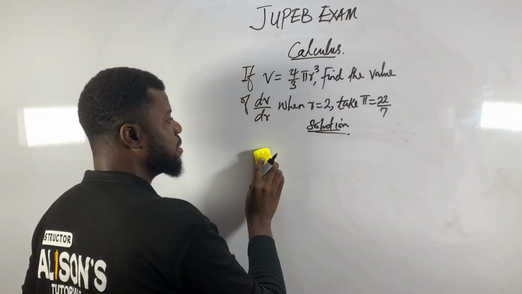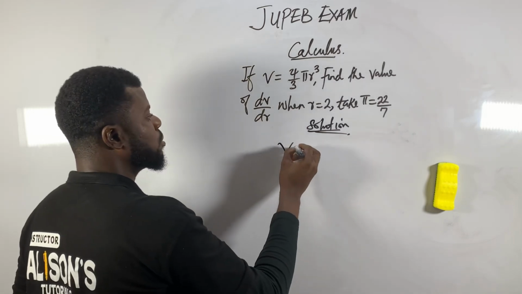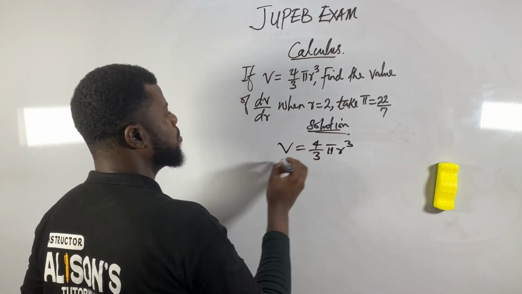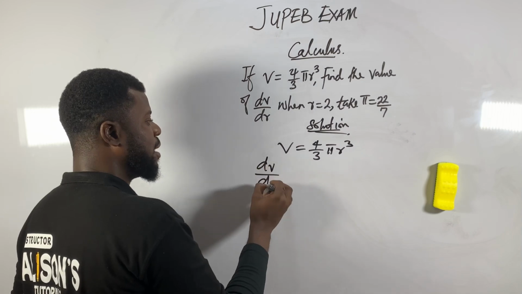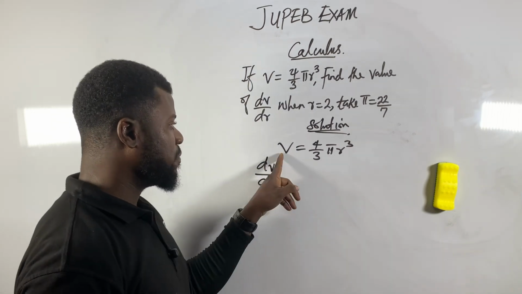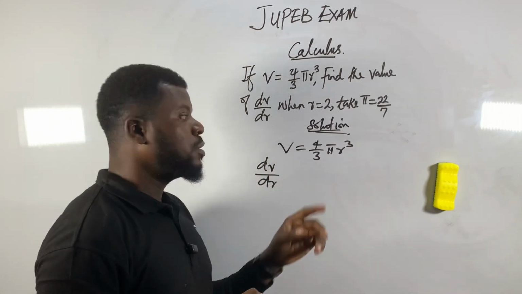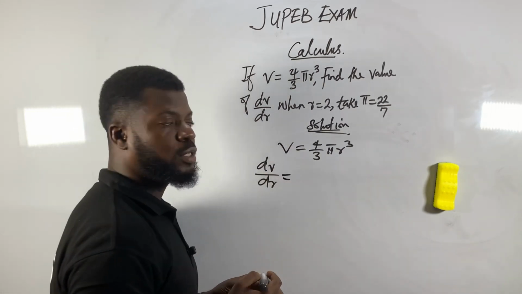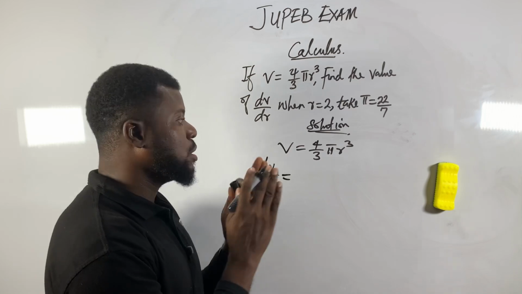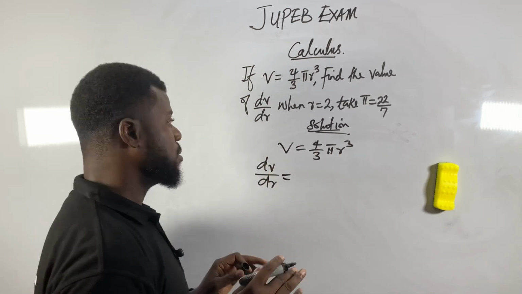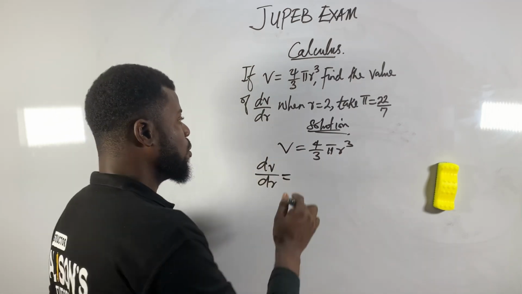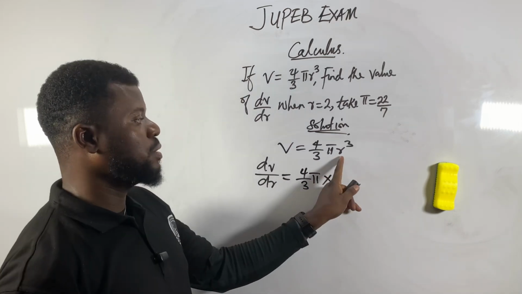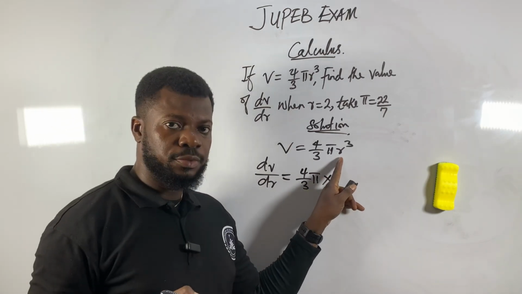So, let's try this. The question says V equals 4 over 3 pi r cubed. Take dV over dr, meaning take the derivative of this V with respect to r. Now, this 4 over 3 pi is a constant, so leave it as a constant, because it is not attached to the variable we are differentiating with respect to. So put 4 over 3 pi as a constant, and multiply it by the derivative of r cubed.